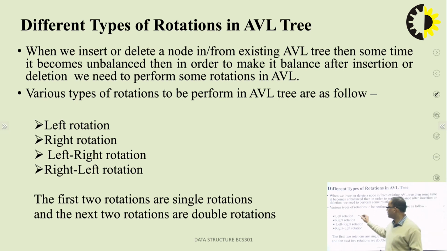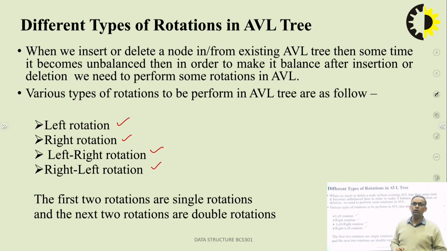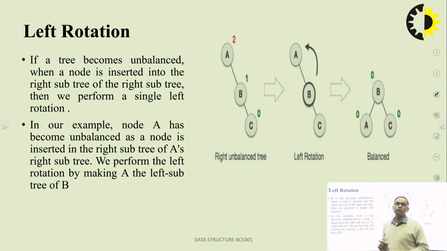There are 4 types of rotation in AVL tree: left rotation, right rotation, left right rotation, and right left rotation. After insertion or deletion, if the tree becomes unbalanced, we need to perform these rotations to make it balanced, and we will discuss them one by one in this presentation. At first we will learn about the left rotation. What is left rotation? Why do we need it? In which situation do we need to perform the left rotation? What is the concept of left rotation?